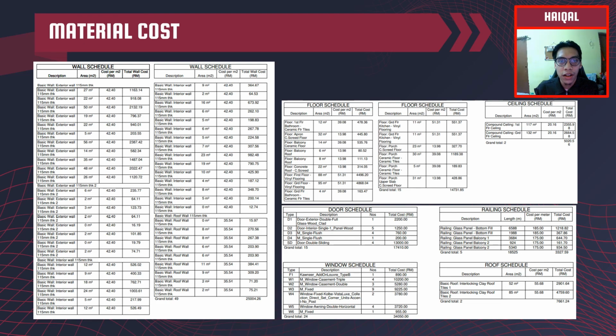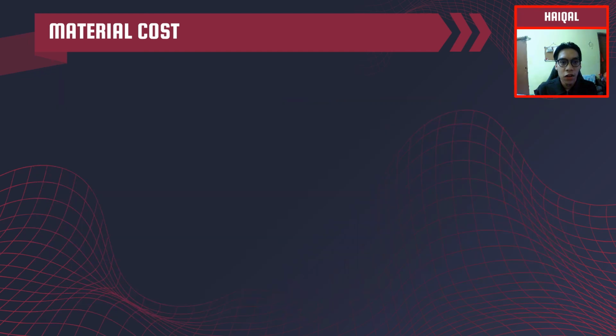Moving on to the railing section, there are 2 places that use it, which are at the staircase and balcony. The cost for the railing is measured per meter and the total cost for the railing is RM3,327.59. For the roof, it uses interlocking clay style and the total cost of the roof is RM7,661.24.